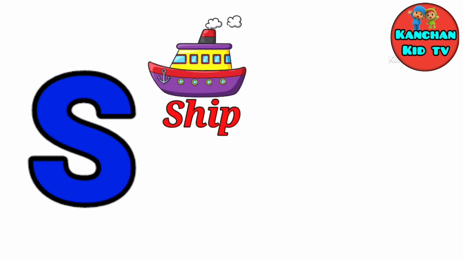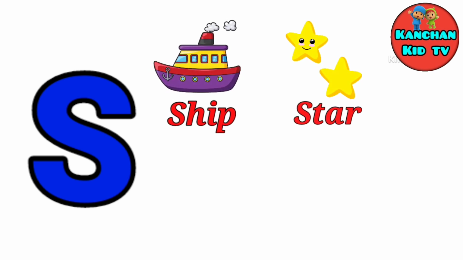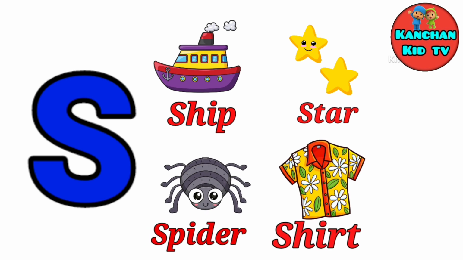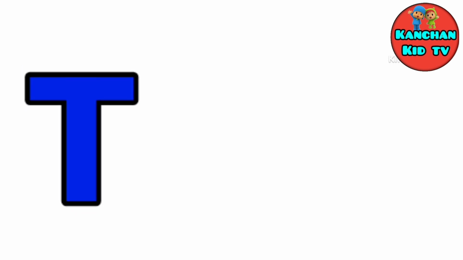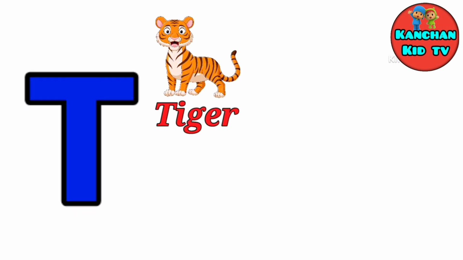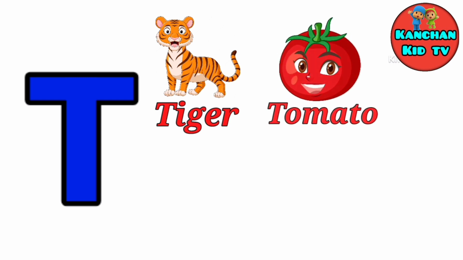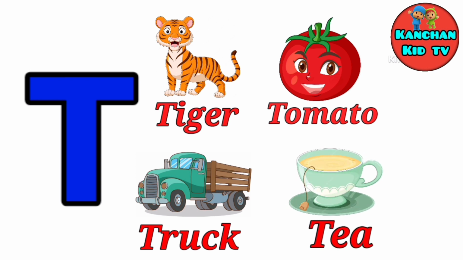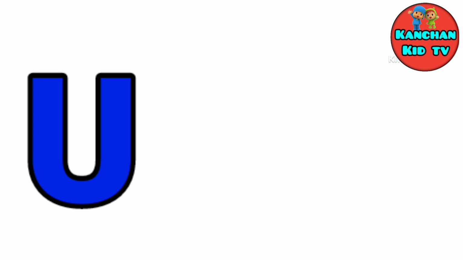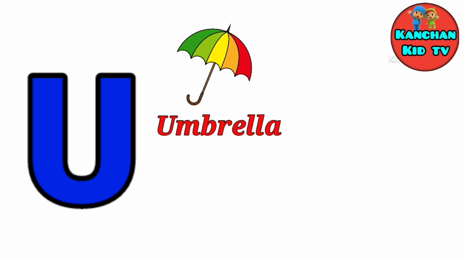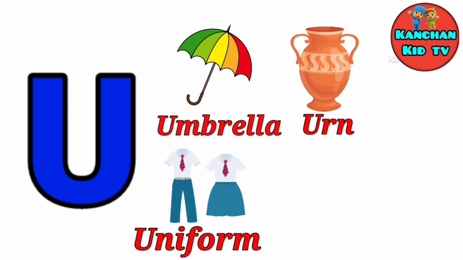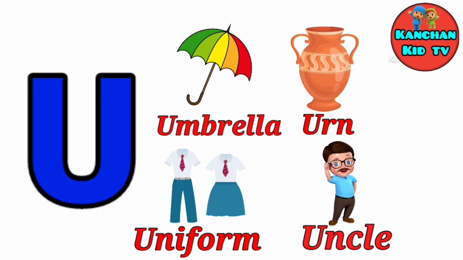S for sheep, S for star, S for spider, S for shark. T for tiger, T for tomato, T for truck, T for pea. U for umbrella, U for urn, U for uniform, U for uncle.